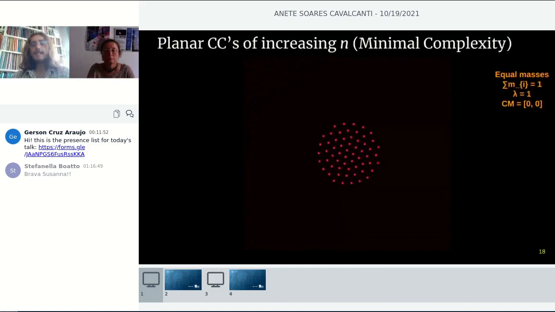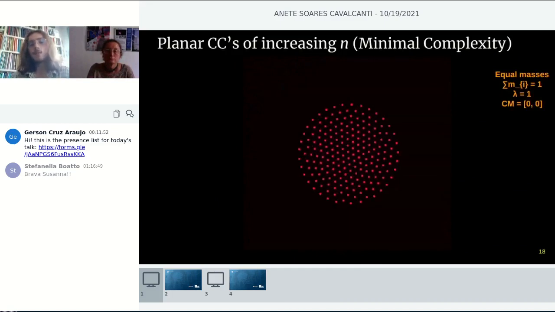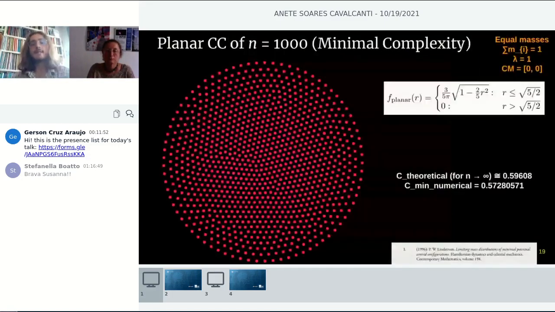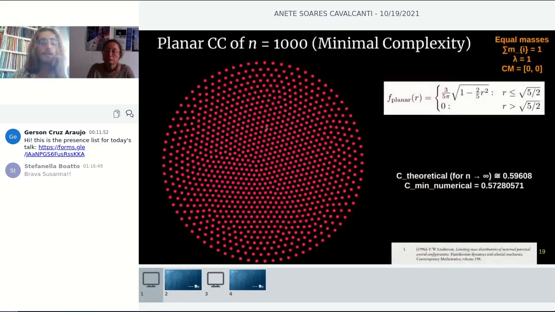At the beginning it could appear that what they would tend to in the continuous limit is a homogeneous distribution, but this is far from the truth. This is a planar central configuration of 1,000 bodies, and here we can see that the density is greater in the interior than in the outer layers. And this result was already proven theoretically by Lindstrom, the same researcher I mentioned before. And basically, he found this density function.